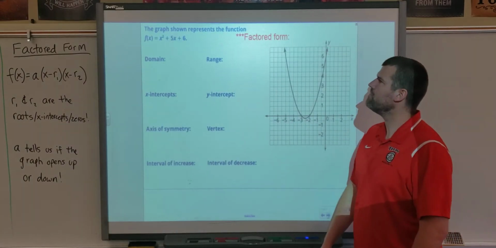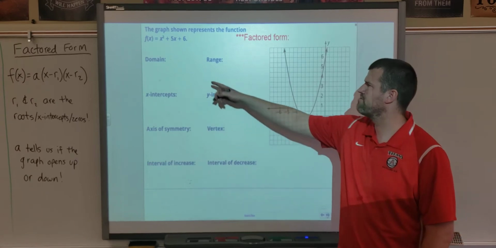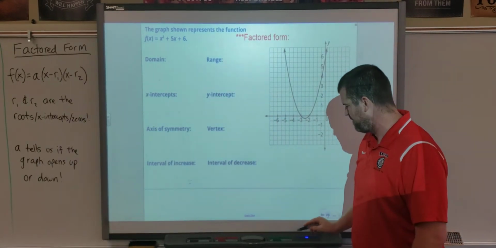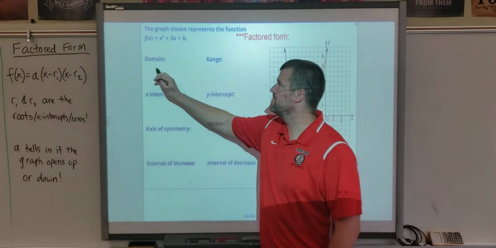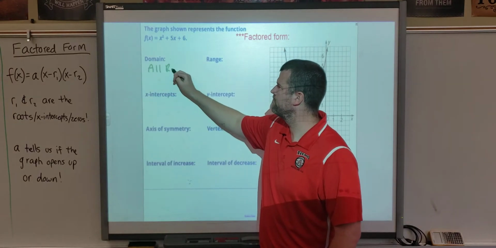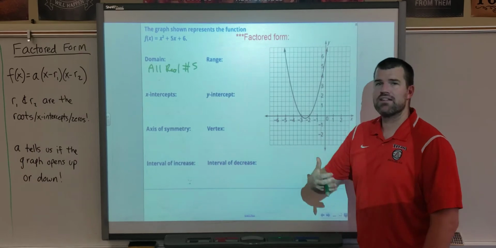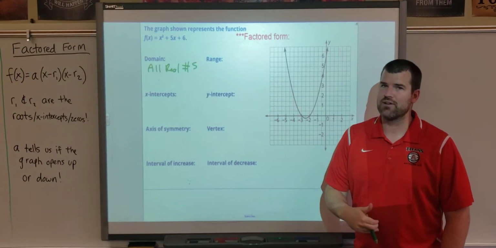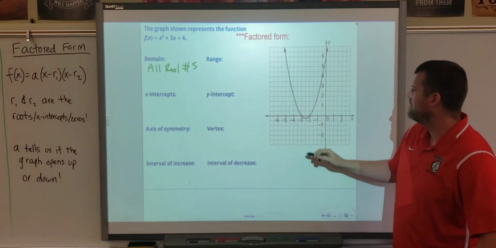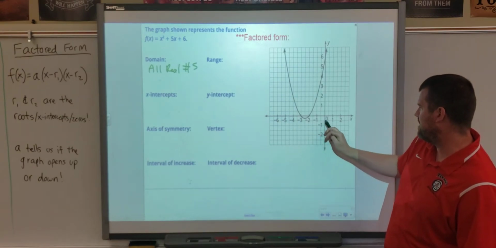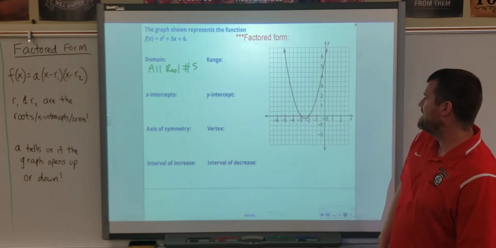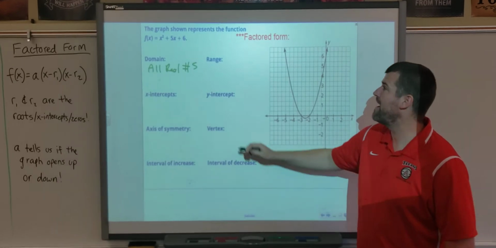All right, this next example, let's go ahead and start with these and then we'll come back to factored form. Our domain, every time, all real numbers. Our range every time will be y is greater than or equal to, or less than or equal to, the maximum or minimum. So in this case, it looks like that's actually at about negative 0.25.